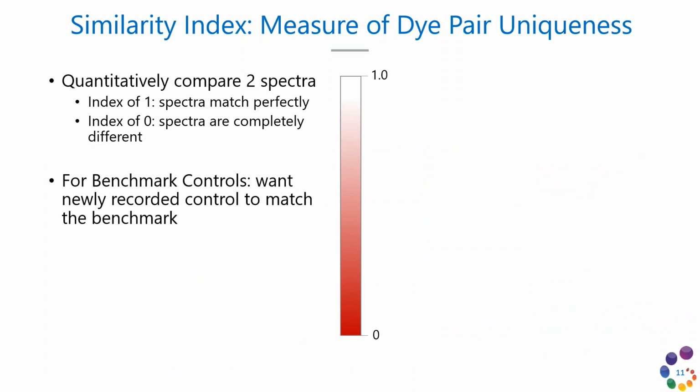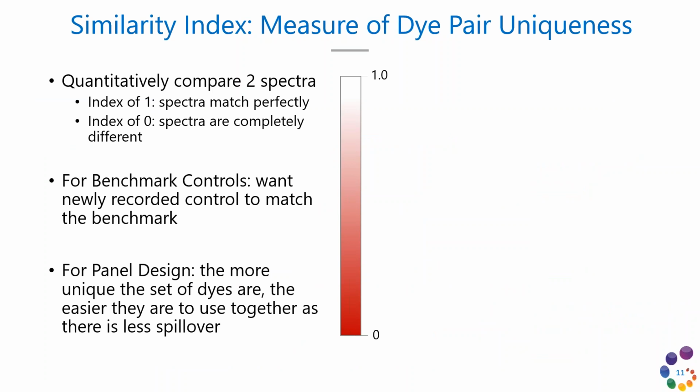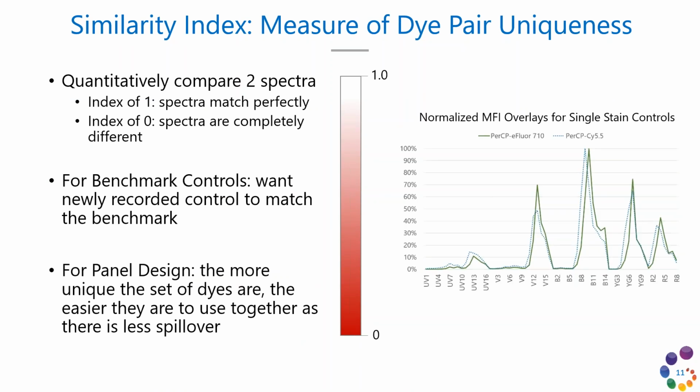In addition to using the similarity index to check that you ran the right control for your experiment, you can also use it to help with your panel design. The more unique the set of dyes are in your panel, the easier they are to use together, as there's going to be less spillover spreading. To give you a couple examples of this, here's one set of dyes that will appear in the data sets today. What you're looking at is a normalized MFI spectrum overlay. We exported the MFI from every single detector on the Aurora for each of these single stain controls. And we normalized the MFIs, and that's on a scale of 0 to 100%.